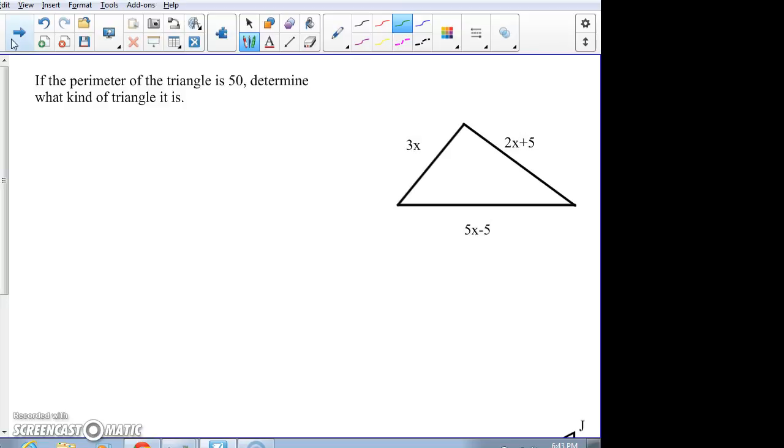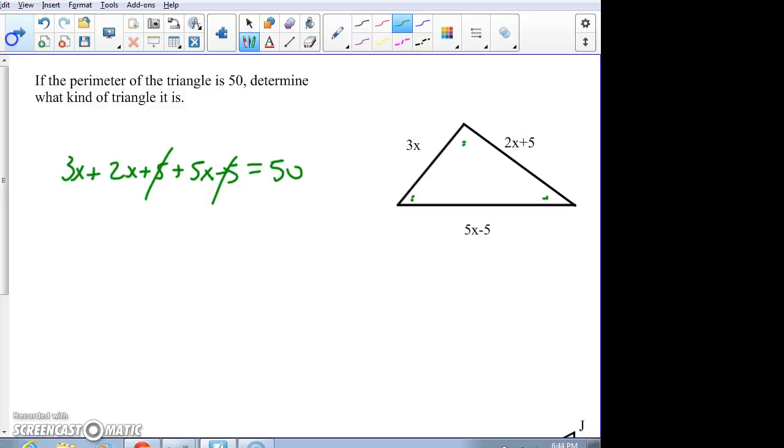So if the perimeter of a triangle is 50, determine what kind of triangle it is. Perimeter means all the outsides put together. So if I add up all these pieces and set them to 180, no, okay, they're not all the angles. If this angle was 3x, this angle was 5x minus 5, this one was 2x plus 5, then I'd add up all the angles and set them to 180. But not all the sides. Sides are distances, not degrees. All the sides added up together come up with the perimeter. So that perimeter would be 50.